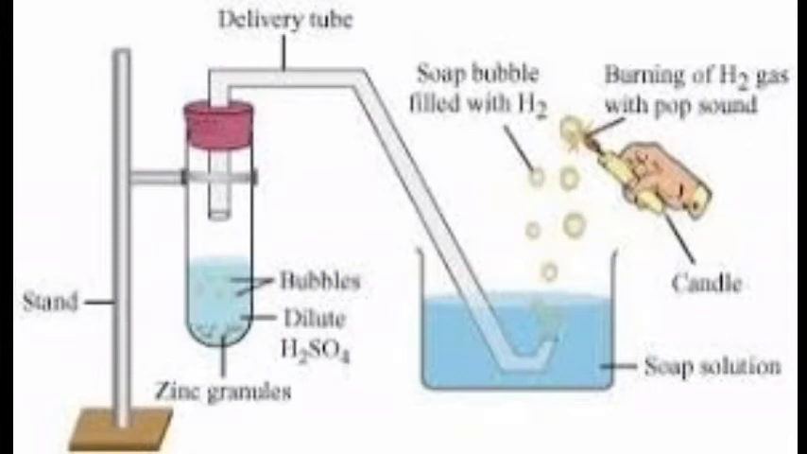In the picture you can see zinc reacting with sulfuric acid. Zinc is a metal, sulfuric acid is an acid. When a metal reacts with an acid, it forms metal salt and hydrogen gas. If we show a matchstick near the mouth of the test tube, it burns with a pop sound, which indicates the presence of hydrogen gas. So this is the confirmatory test for hydrogen gas.